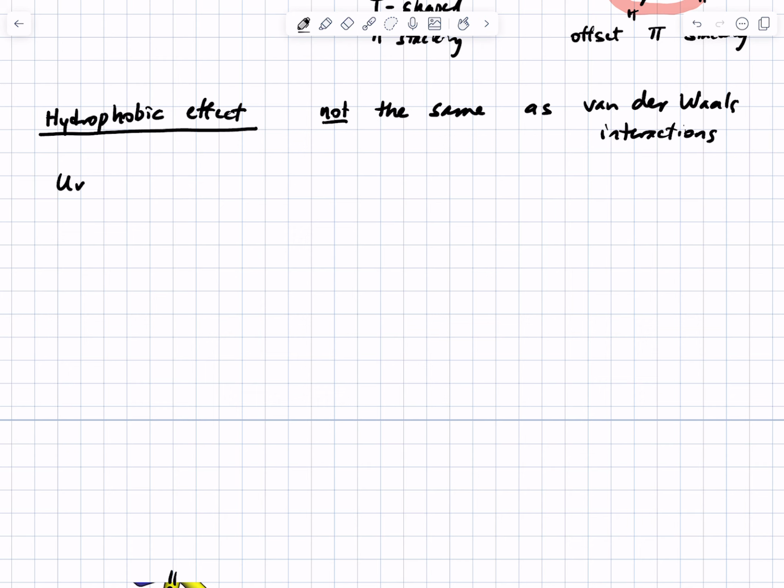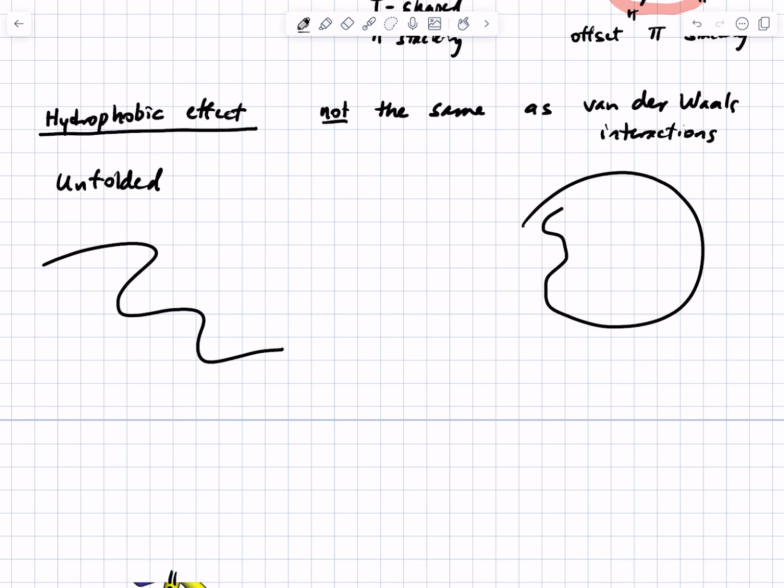So the idea is I'm going to draw two images here, two cartoons. Here is an unfolded protein, and then here is a folded protein, all right?